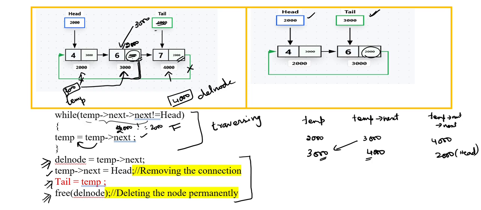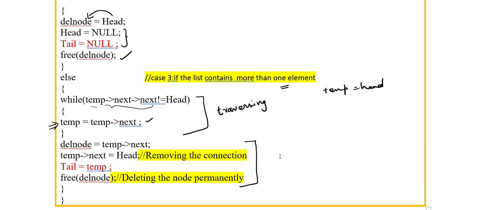Finally, I am deleting free of del node. So totally it will be removed from this. Okay, now we deleted the last node. So this is the concept. So by using this part, we can delete the last node, that is end of the list. I hope you understand the coding part.